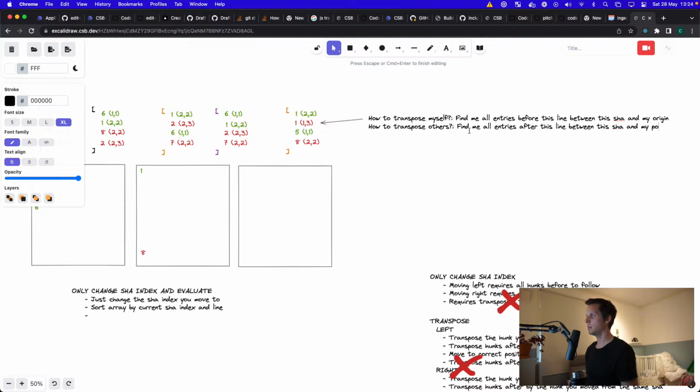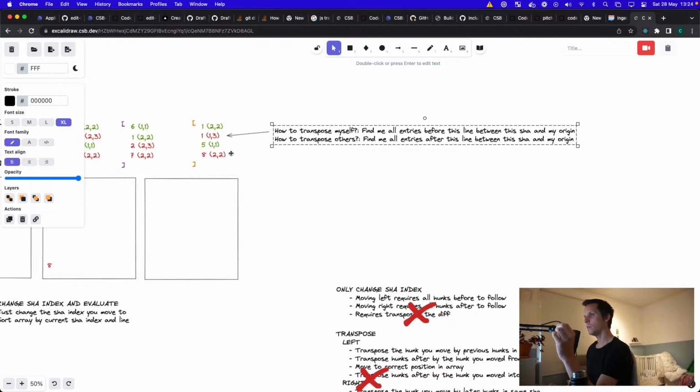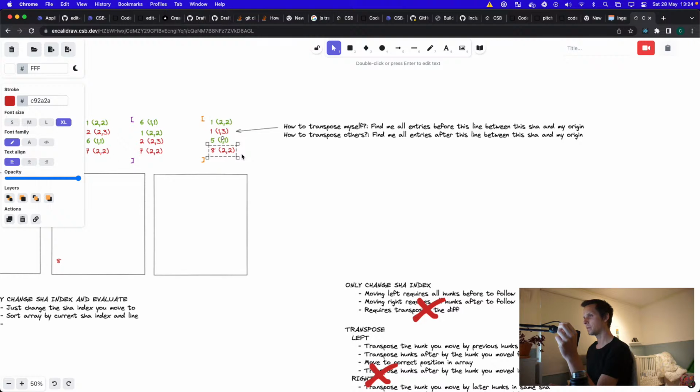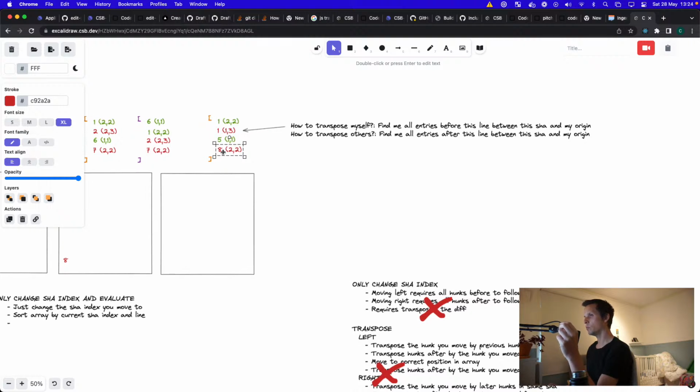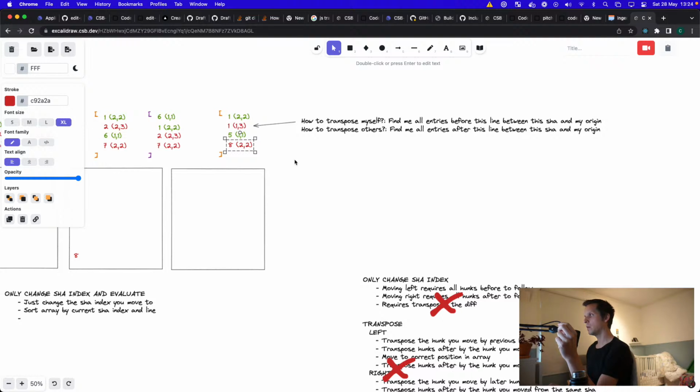Oh, maybe this is it. So that would say, yeah, this is interesting. If we were to do this query, we would actually get both 5 and we would get 8. And it would transpose both of them. Maybe that's it. Maybe this is the core of it.